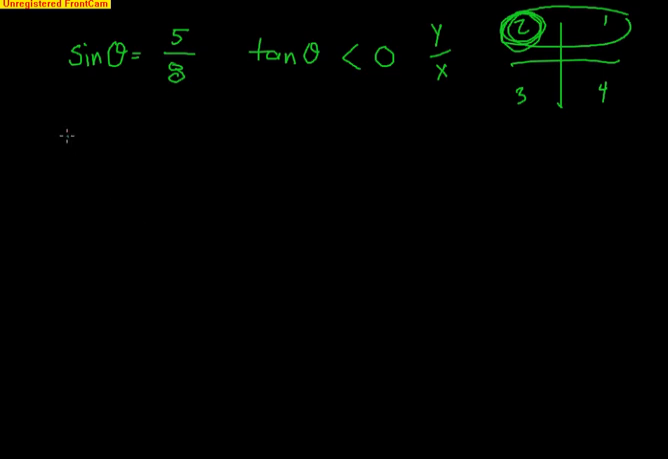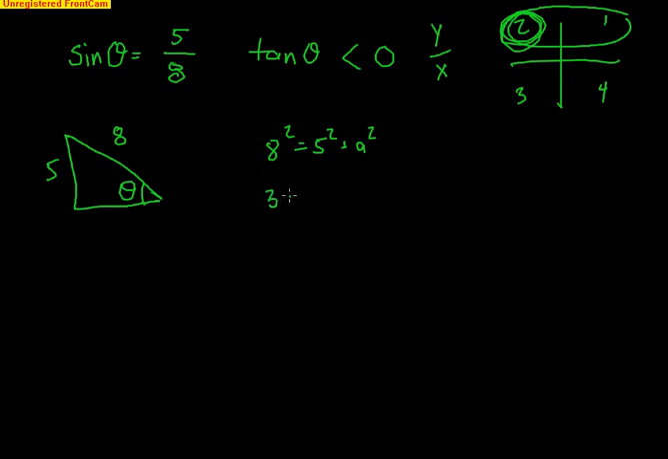So let me draw a picture of this in the proper angle here. So here's theta right here. And I know that sine is opposite 5 over hypotenuse 8. So the only thing I've got to find is the adjacent side. So I know that 8 squared equals 5 squared plus a squared. So that's going to be 64 minus 25, which is 39.